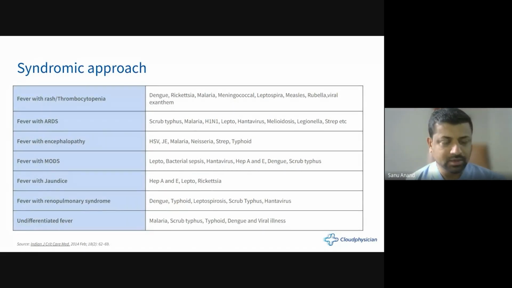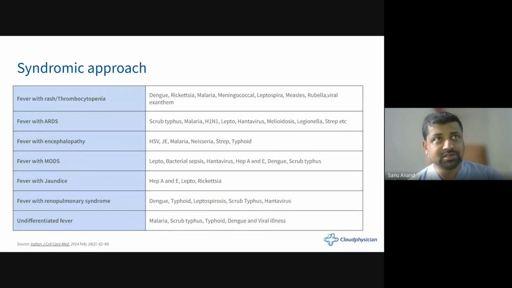Herpes simplex virus, malaria, Neisseria, strep, and typhoid actually do have specific treatments. So these are the more important ones to remember. Then, including Japanese encephalitis, there are a ton of other viral diseases.